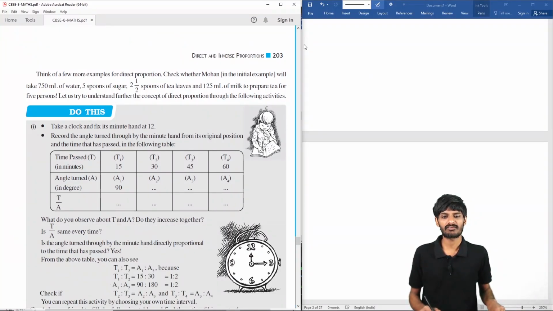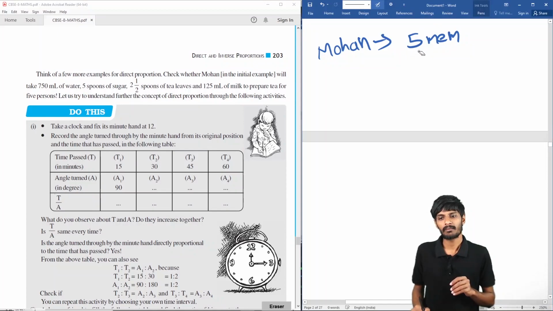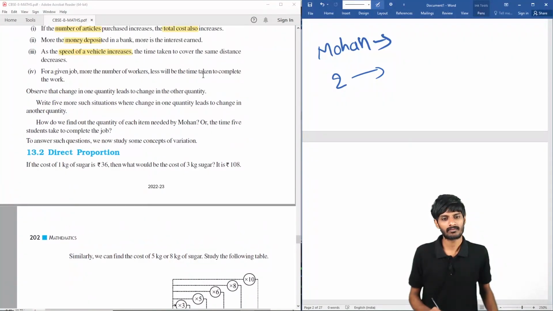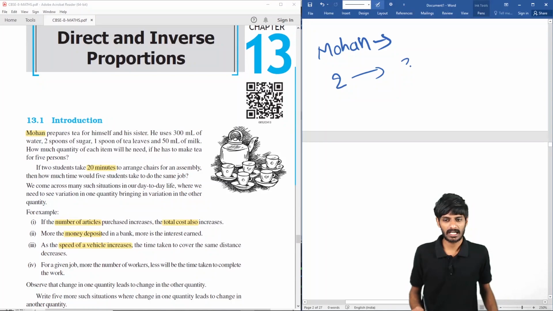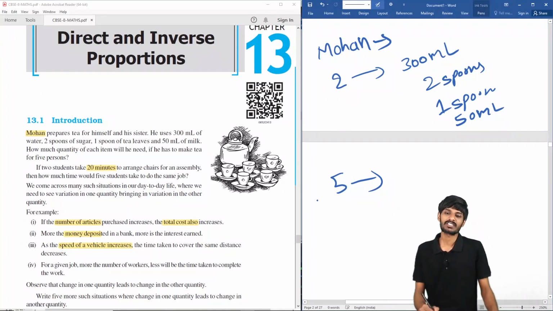So like that, in the case of the first one, at the beginning we discussed Mohan. He has to make tea for 5 members. In the beginning, for 2 members, how much has he used? He has used 300 ml of milk, water, and 2 spoons of sugar, 1 spoon of tea leaves, and 50 ml of milk. So for 5, how many times has it increased?